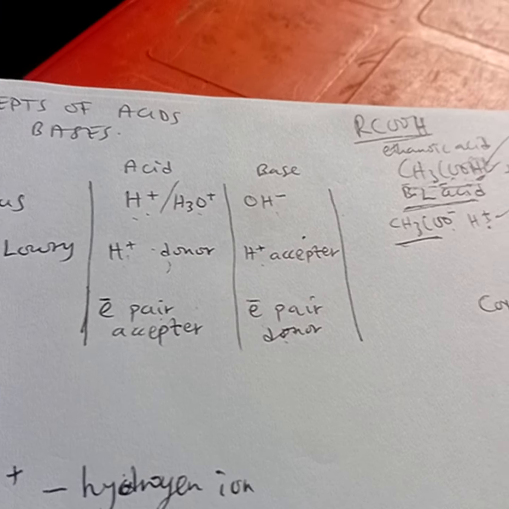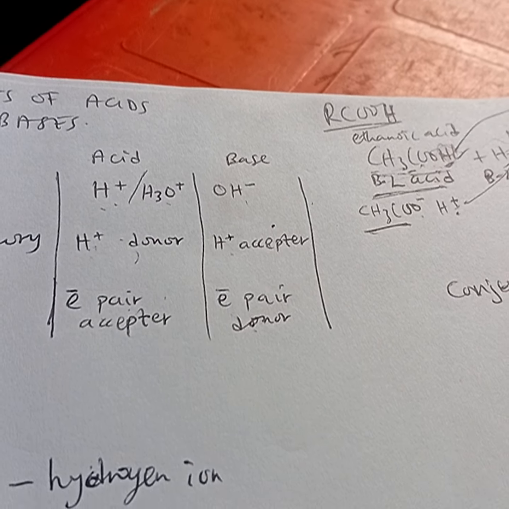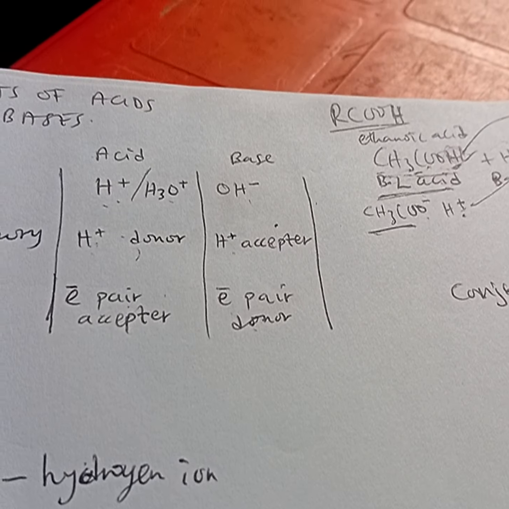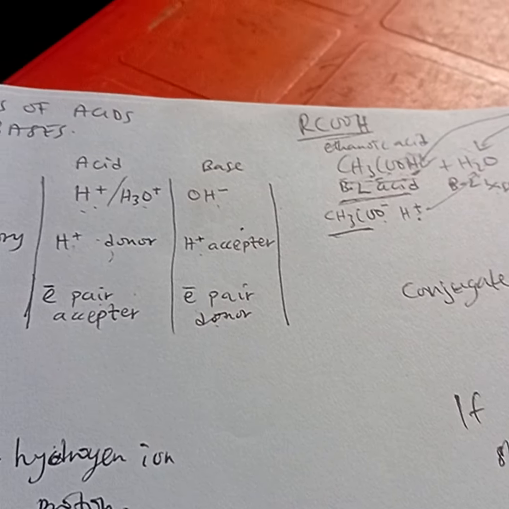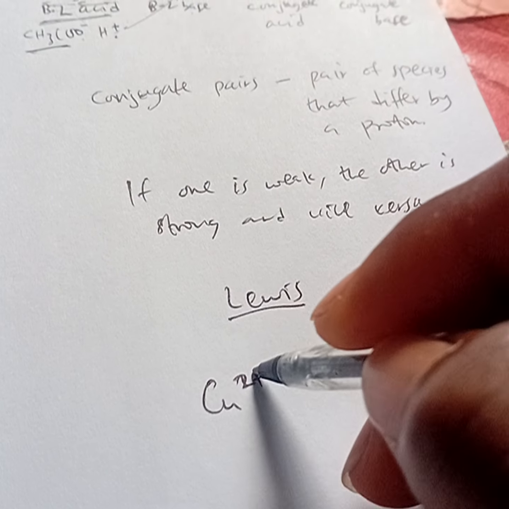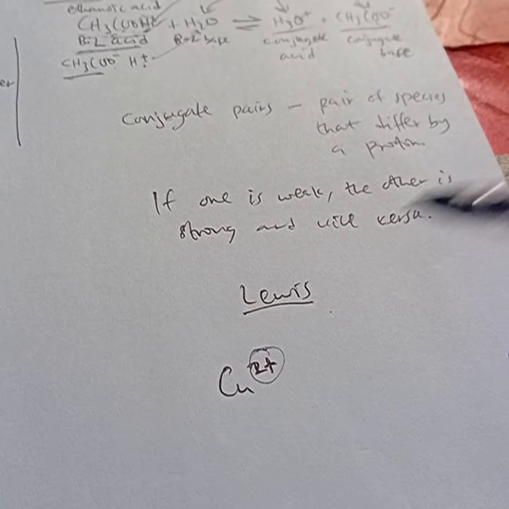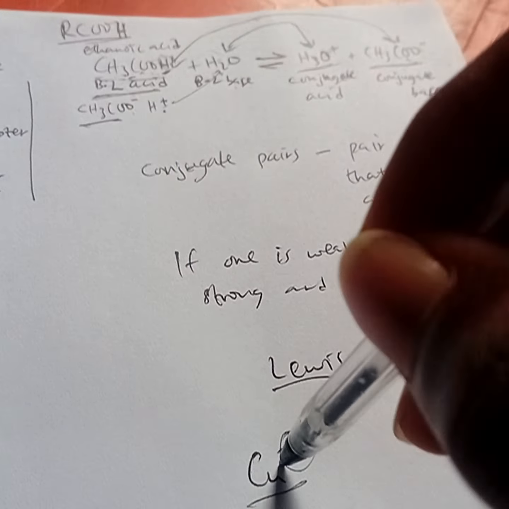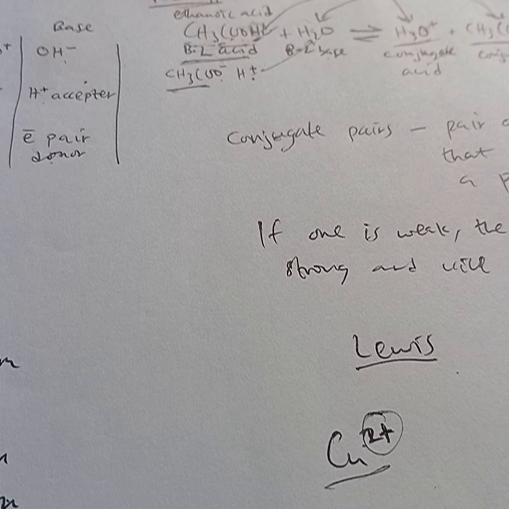So we know that positive ions have empty orbitals. Positive means that they are lacking electrons, they are deficient in electrons. So if I give you something like Cu2 plus, this is a positive ion. The positive sign should tell you that it's deficient in electrons, so it has empty orbitals to accommodate electrons. So this can act as a Lewis acid.